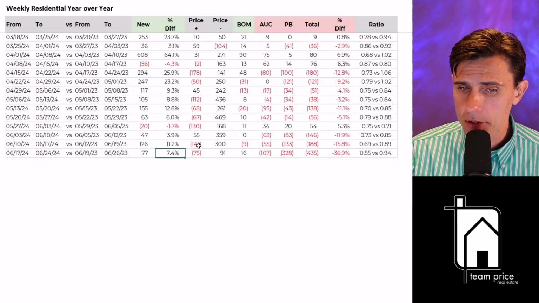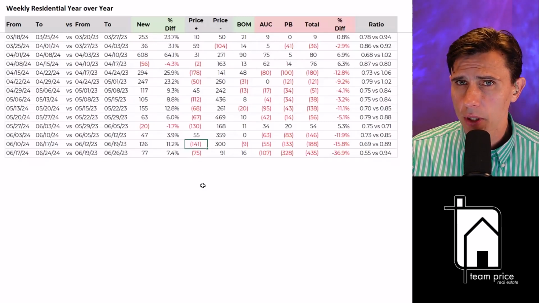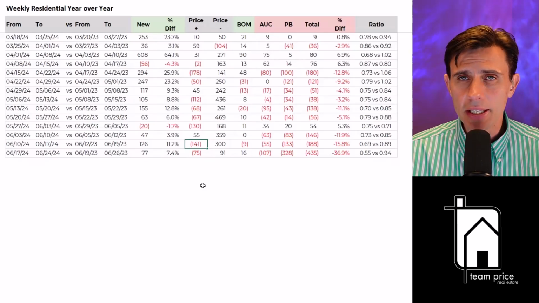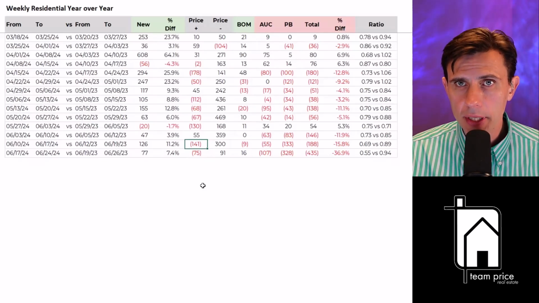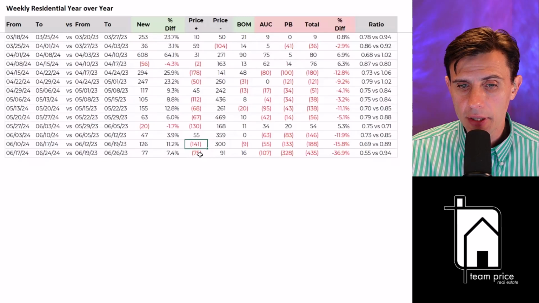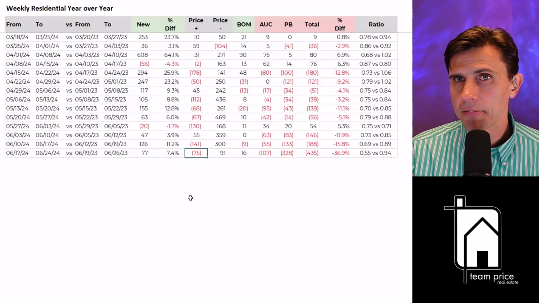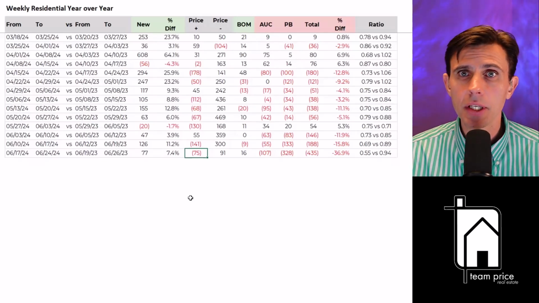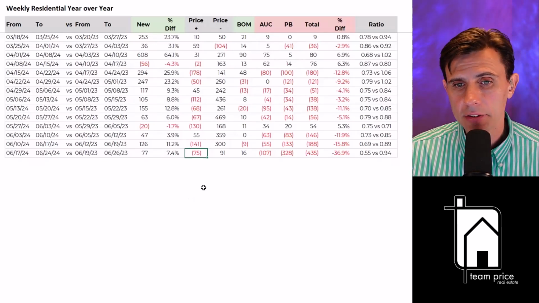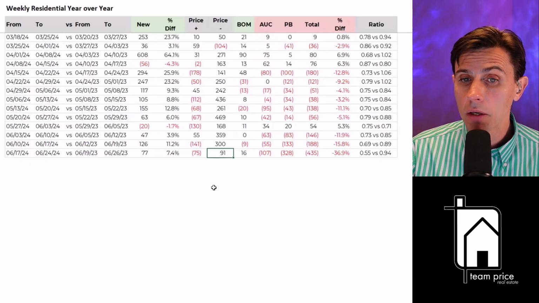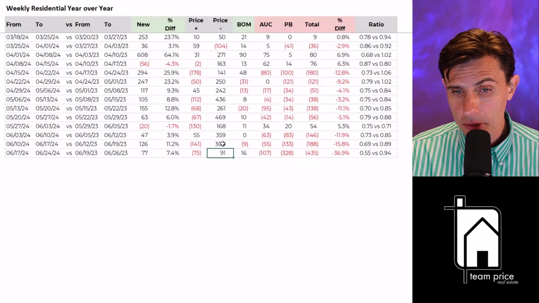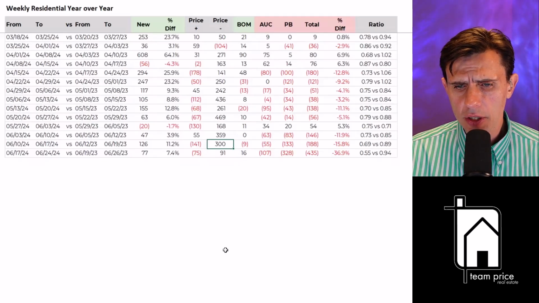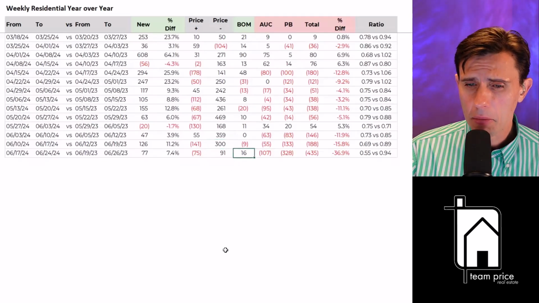Less price drops. Two weeks ago, 141 less price drops year over year. What we're doing here is comparing the exact same week last year. So far, we have 75 less price increases this past week than exactly the same week last year, and 91 more price drops. But take a look at the previous week, 300 more price drops, and 16 more back on the market.